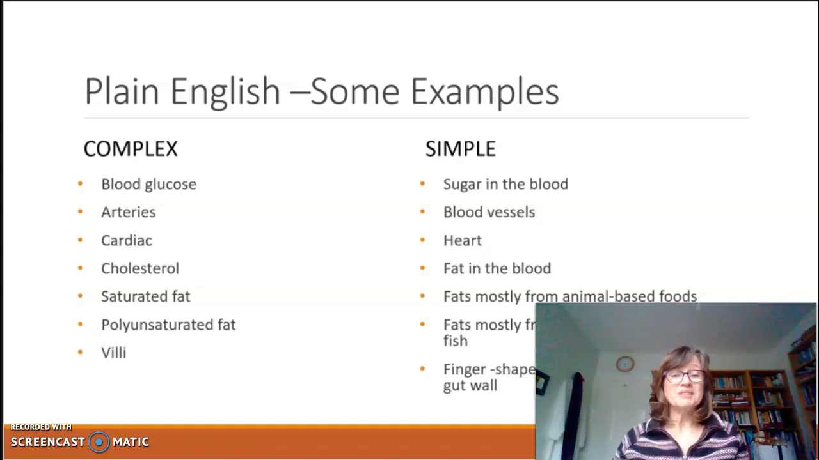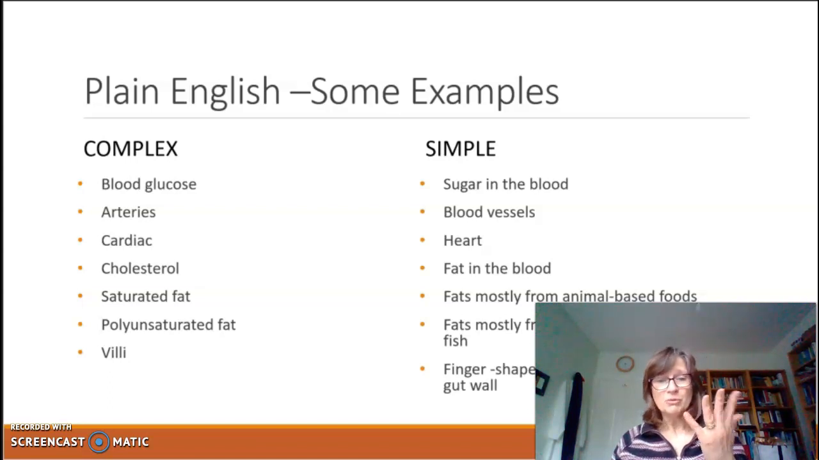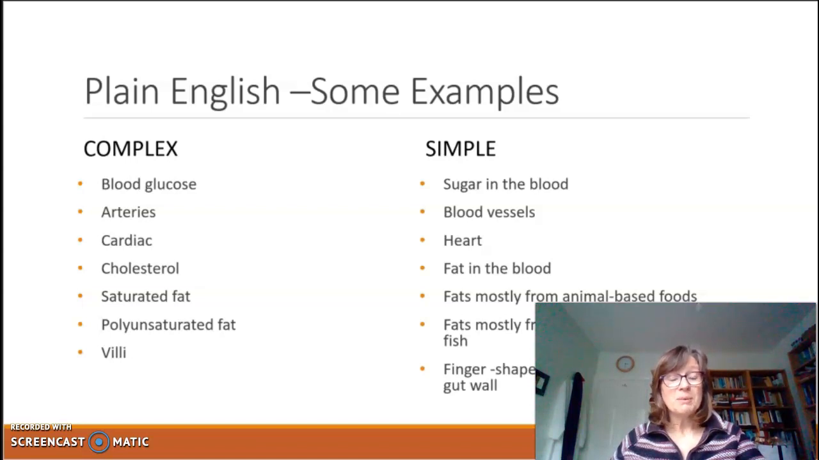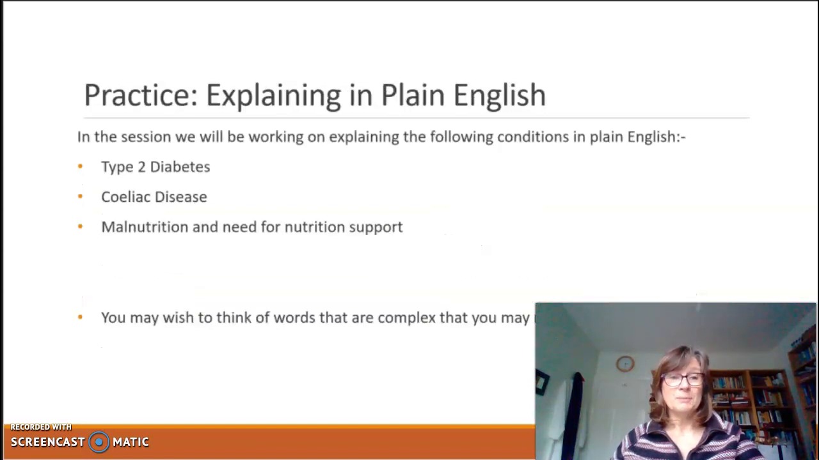And if you're talking about celiac disease, for example, instead of talking about villi, draw them or use your fingers to give an example of what these finger-shaped bulges on the inside of the gut are and what they might be for. Why do we have to use gastrointestinal? Why not just say gut, and the gut wall? People understand those terms. So think about the words that you're using.